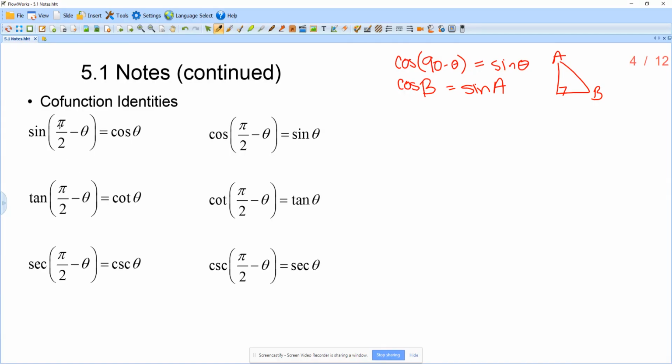The sine of 90 or pi halves minus theta is cosine theta. The cosine of pi halves minus theta is sine theta. The tangent of pi halves minus theta is cotangent. The cotangent of pi halves minus theta is tangent. The secant of pi halves minus theta is cosecant. And the cosecant of pi halves minus theta is secant. You can notice these always pair off. Sine and cosine, cosine and sine. Tangent and cotangent, cotangent and tangent. Secant and cosecant, cosecant and secant. So that's 6 more identities for you to make sure that you have memorized. You will use them a lot in the homework. These ones, not as much, but you'll see them.